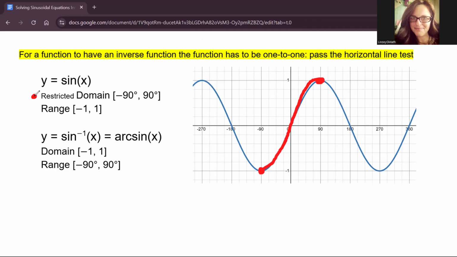Restricted domain. And then the range is -1 to 1. Inverse sine switches the domain and range of the sine function. So our domain, our inputs, we can take inverse sine of any value between -1 and 1. And then our output will be an angle from -90 to 90. In order to find all the solutions to our equation, we will need to use other properties of sine. Let's take a look.